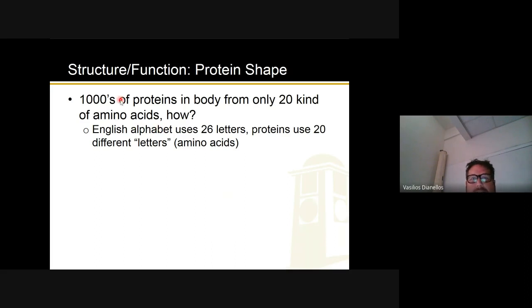So there's thousands of different proteins in the human body. That's a good independent work question. Look that up. Exactly how many proteins are there?